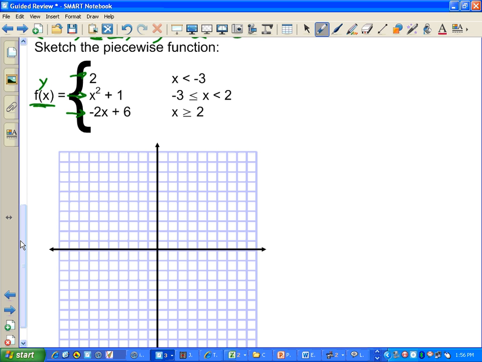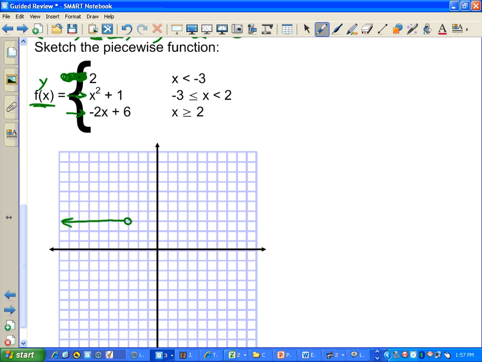Now, negative 3 does not have a y value of 2, but negative 3.00001 does. So to signify that it's everything leading up to that, I'm going to make it an open circle. Everything less than that has this value of 2. So there's the first part of my graph.